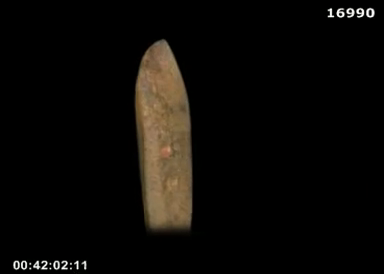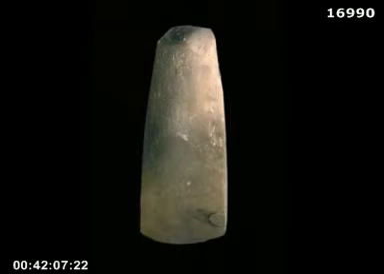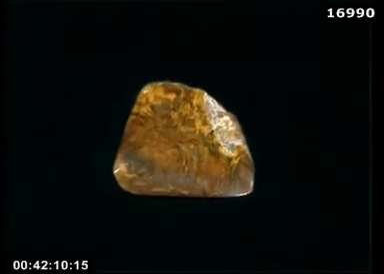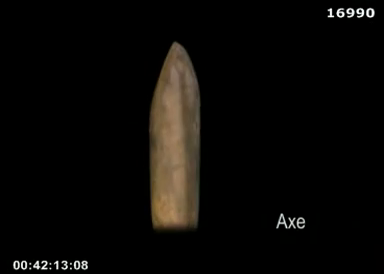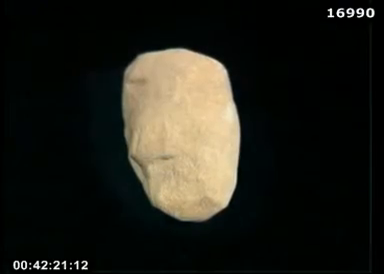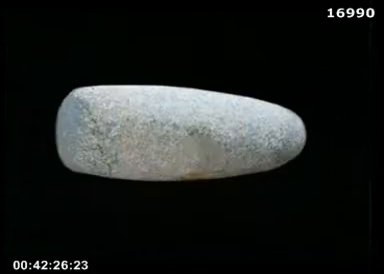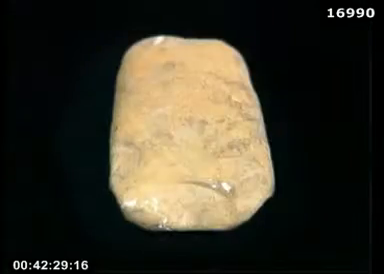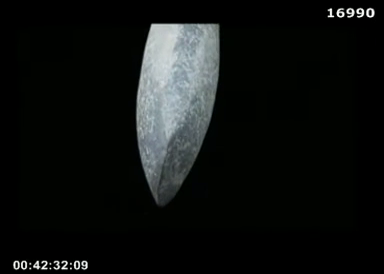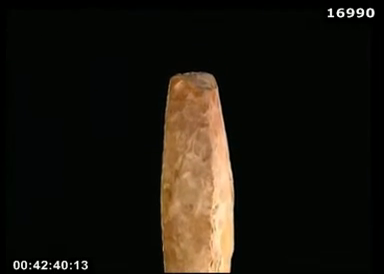Next tool type is the Neolithic celt. It is a tool with smooth surfaces, some polish, and used as an axe or adze after hafting to a handle during the Neolithic culture. Next tool type is the chisel. A chisel is a small, narrow, cylindrical or rectangular tool with two of its sides tapering halfway down to the cutting edge. The butt end is generally thick for hammering.